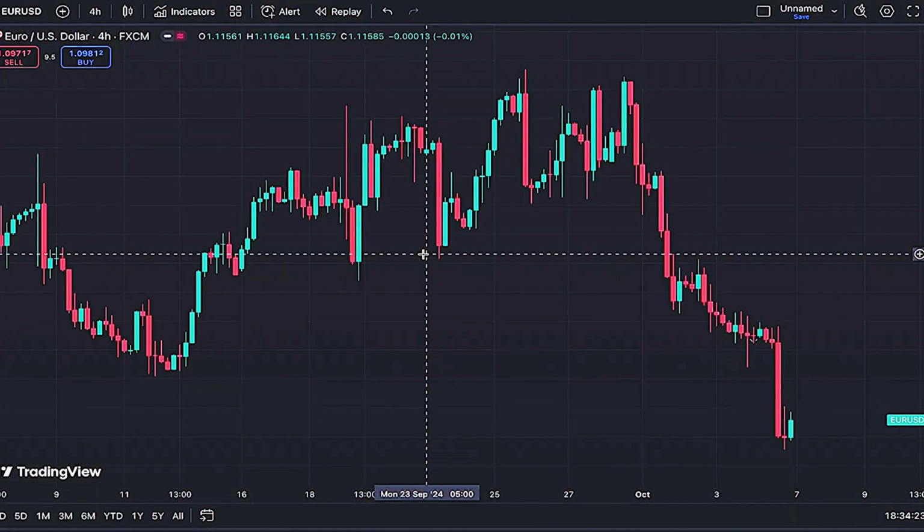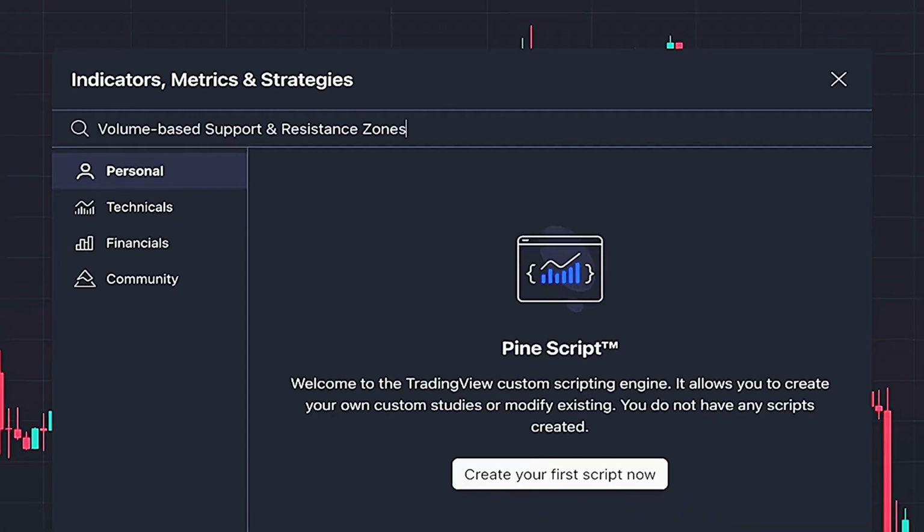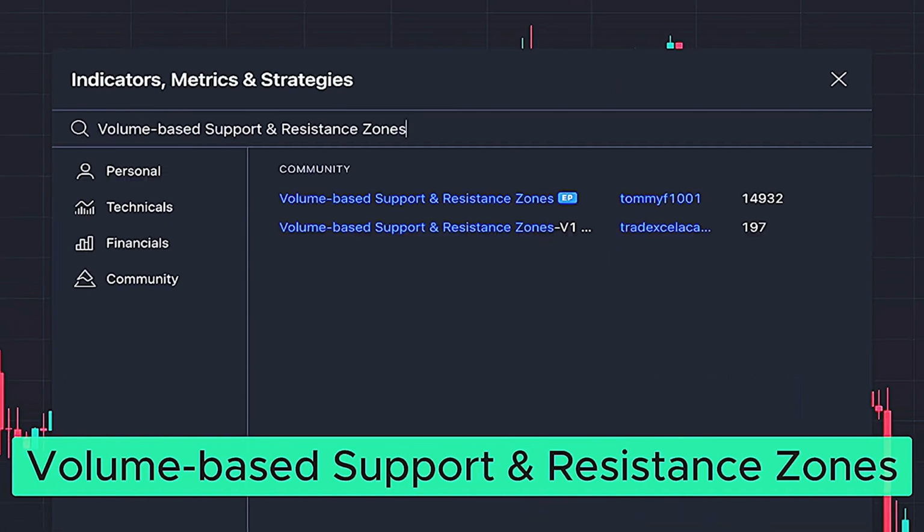And the last category is price action indicators. For this category, I introduce indicators for support and resistance, trend lines, candlestick patterns, and other chart patterns. Alright, let's begin with the first one, which is volume-based support and resistance zones.